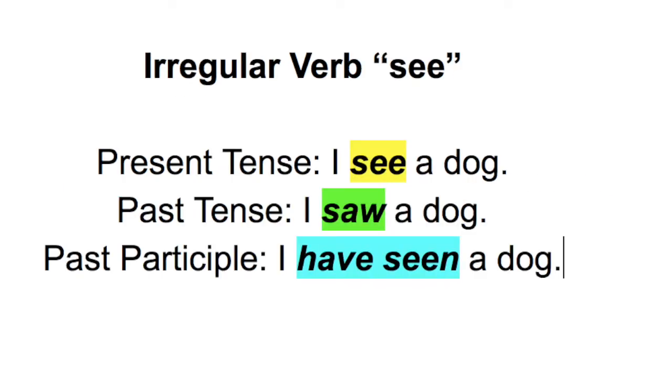So let's look at some more examples of irregular verbs. And let's start with a biggie. Let's look at the verb see. I see a dog. That's present tense. Let's change it to past tense. Yesterday, I saw a dog. So that's how it's irregular, because it's not seed. I seed a dog. That wouldn't be correct, would it? I saw a dog. Now, let's add that helping verb. I have seen a dog. So that would be the past participle.